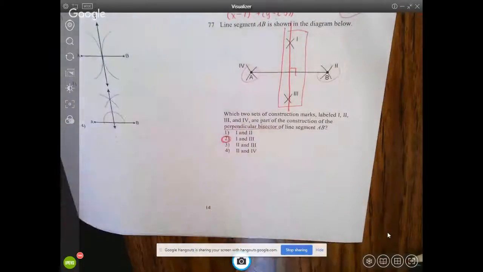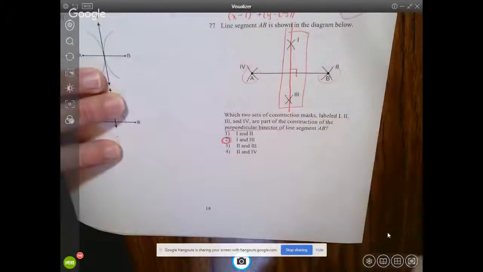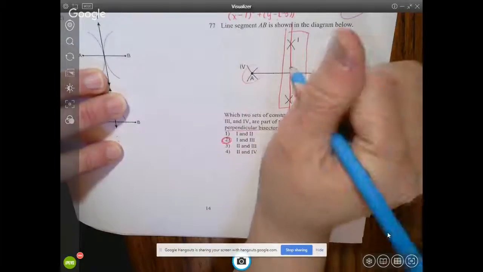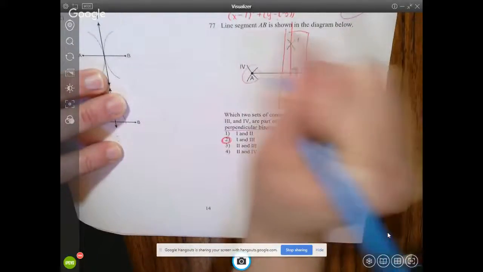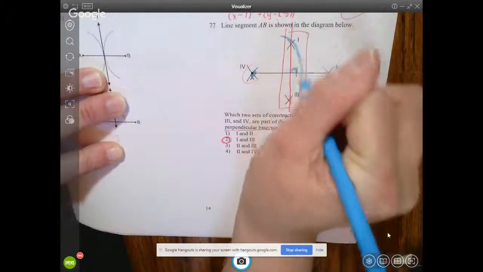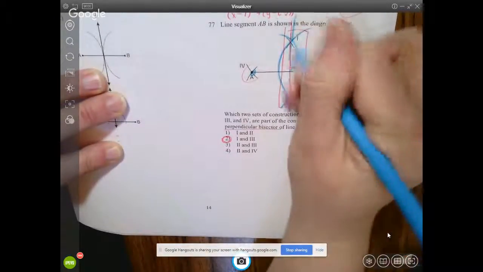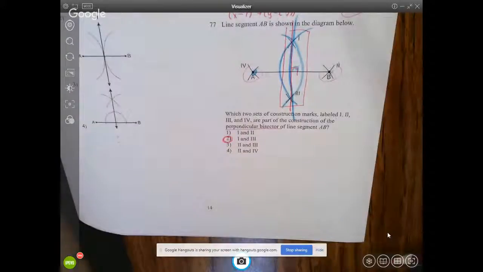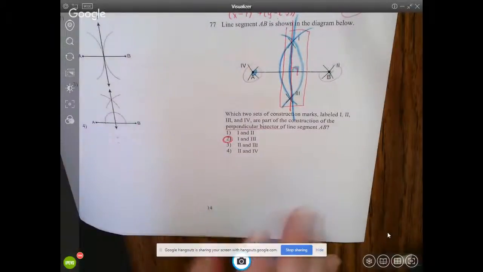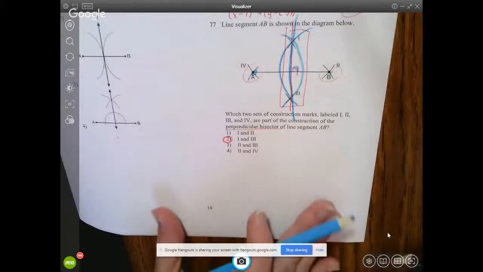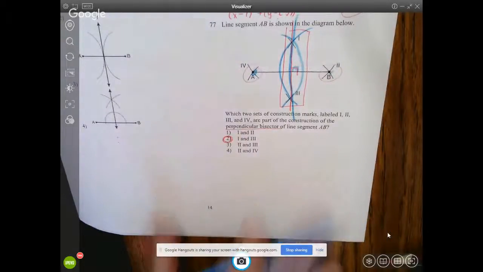Remember when we did that with constructions. We put the compass here, we make this curve. We put the compass here, we make this curve, and then we connect the points. Right. How come number 74? For the same reason. But it doesn't fall on the line. We'll talk separately.